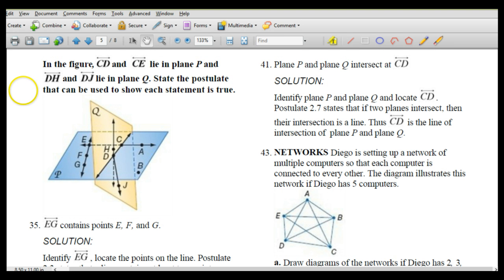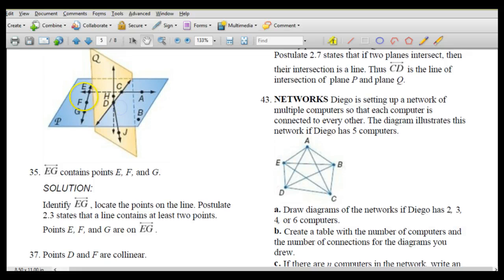So on numbers 34 through 41, our directions say in the figure, line CD and CE lie in plane P, and line DH and DJ lie in plane Q. State the postulate that can be used to show each statement is true.